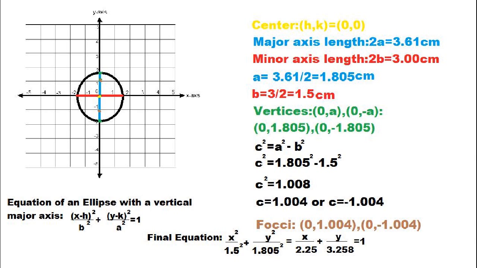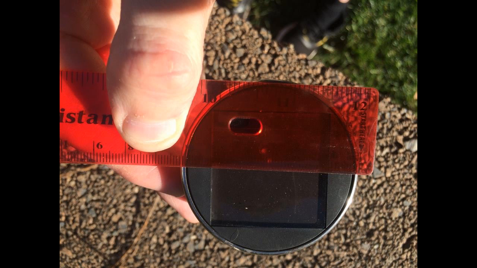Using A and B, we can easily find the vertices by adding A to the y coordinate of the center and subtracting A from the y coordinate of the center, giving us our vertice coordinates of 0 plus or minus 1.805. Next, we get C by using the formula c squared equals a squared minus b squared. Simply plugging in the numbers, you get c squared equals 1.008, square rooting that, and you get 1.004 or negative 1.004. Therefore, the foci are 0 plus or minus 1.004.